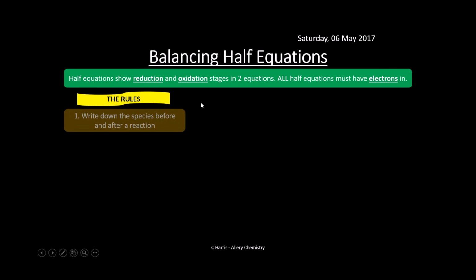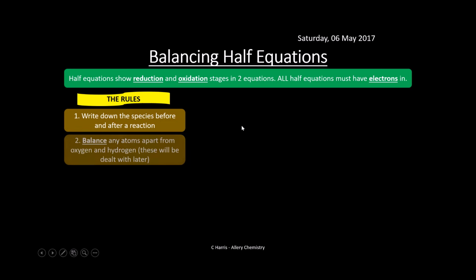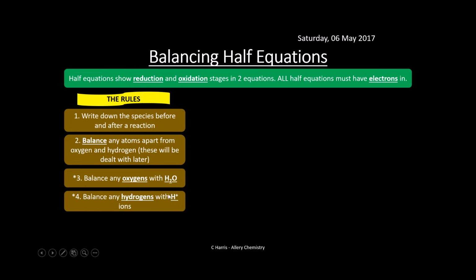So there's a set of rules that we can use to work this out. The first thing we do is write down the species before and after the reaction. We'll show you that in the example. Then you balance any atoms apart from oxygen and hydrogen. We'll deal with them later. Then we balance any oxygens with water. We balance any hydrogens with H+ ions. And then finally we balance any charges with electrons.